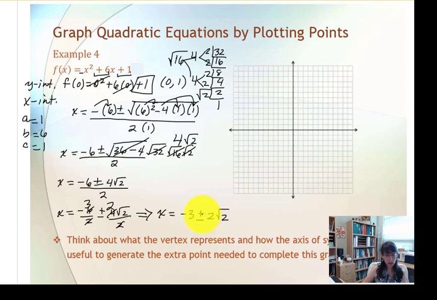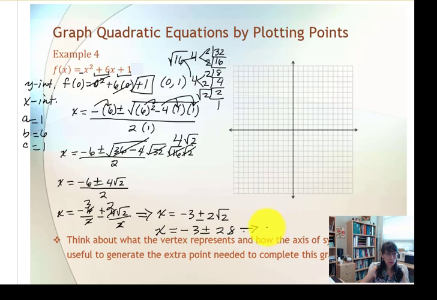So what we need to know is how much is the square root of 2. Otherwise, we won't know where to plot these x-intercepts. Use your square root function on your calculator to find the square root of 2 and multiply that by 2. And you'll have approximately 2.8. So x will equal negative 3 plus or minus about 2.8.